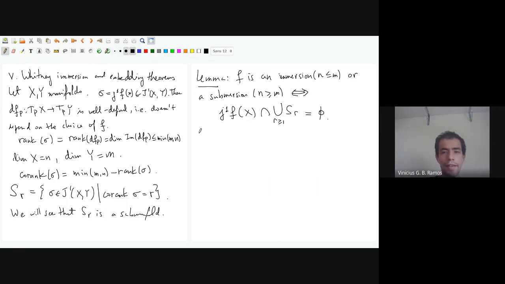But maybe let me write down the proof, because I think the jet space still seems kind of daunting for a lot of you. So let's write this down. Let me say this again. f is an immersion or a submersion. So basically, the derivative of f at a point p has maximum rank if and only if the image of the first jet of f doesn't intersect the union of these submanifolds. So let me write down the proof.